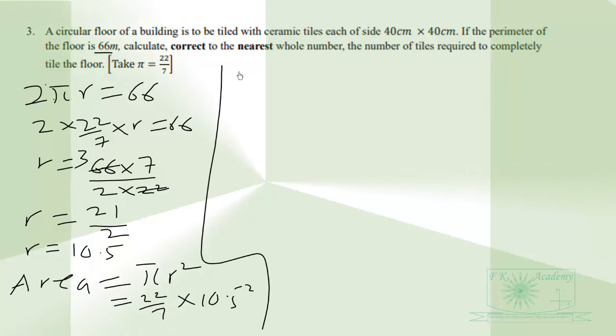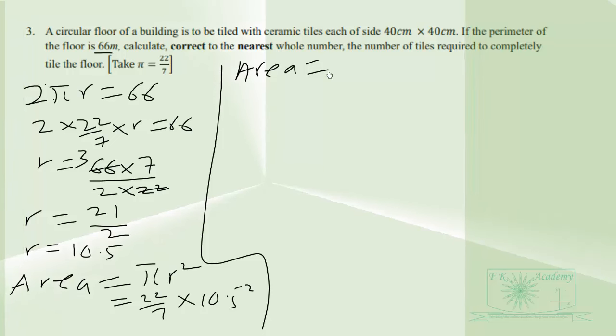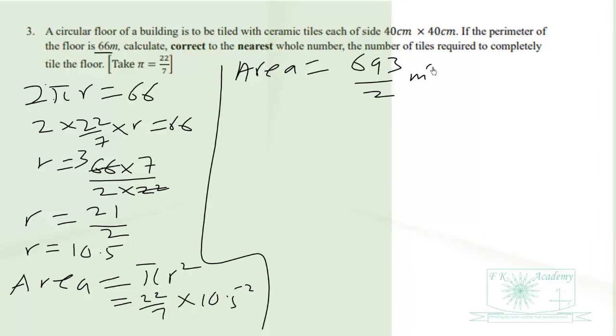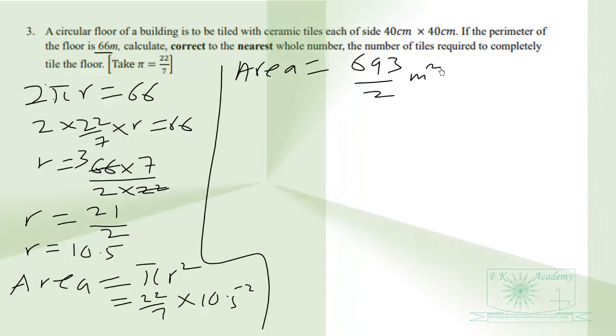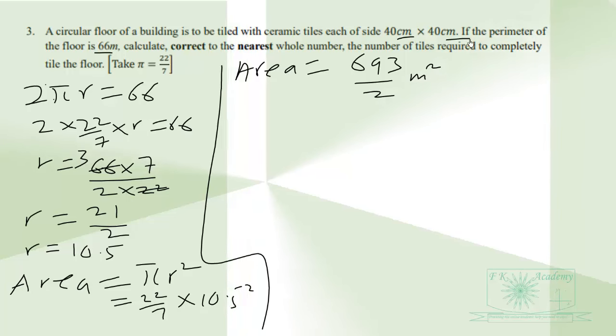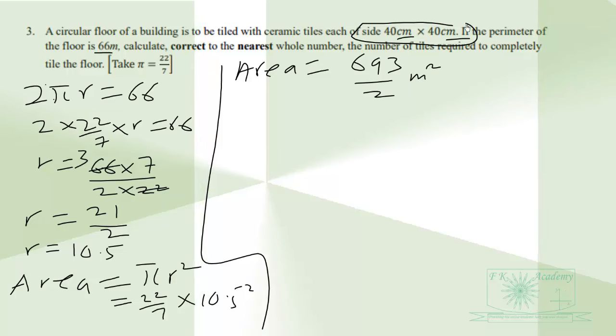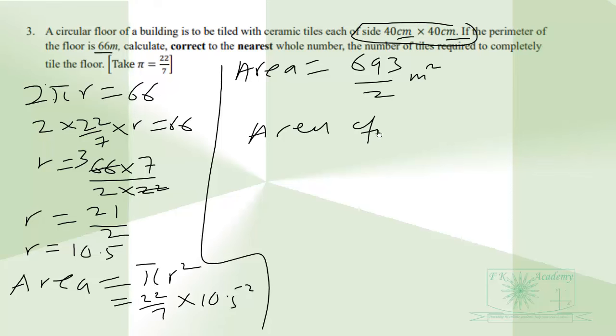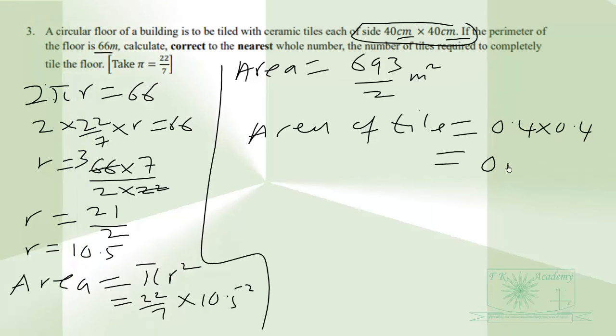So this area of the circular floor will be equal to 693 over 2 meters squared. So we need to now divide 693 over 2 meters squared by 40 by 40. But we have to convert this. So that is the area of each tile. So we divide the area of the circular floor by the area of the tiles to know the number of tiles we are going to use. So area of a tile will be equal to 0.4 times 0.4, which is equal to 0.16.